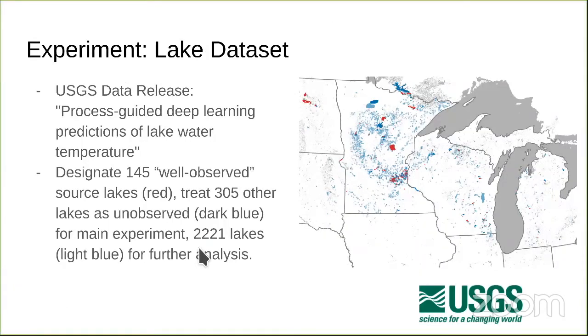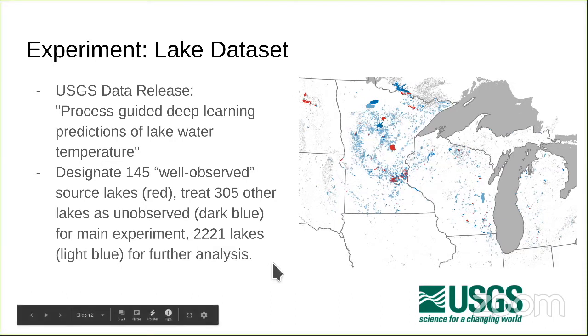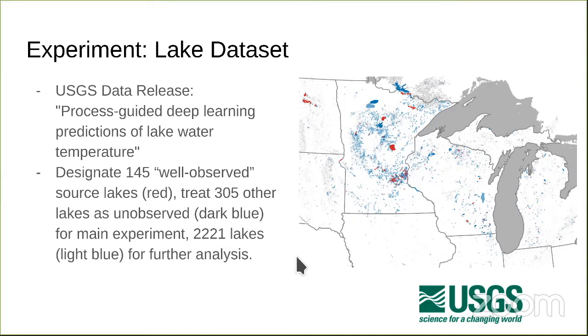So for the experiment of if this meta transfer learning can effectively predict lake temperature of unmonitored lake systems, we use data from the USGS data release process-guided deep learning predictions of lake water temperature. And we designate 145 lakes, mostly in Minnesota, Wisconsin, but in the general Midwest area. We designate 145 of the most observed lakes as the source lakes to train the source models. And then we treat 305 other lakes as unobserved, shown in the dark blue here. And then we hold out another 2,000 or so lakes in light blue here for further analysis, but they're not usually well observed in that case, but it's shown more for scaling analysis.